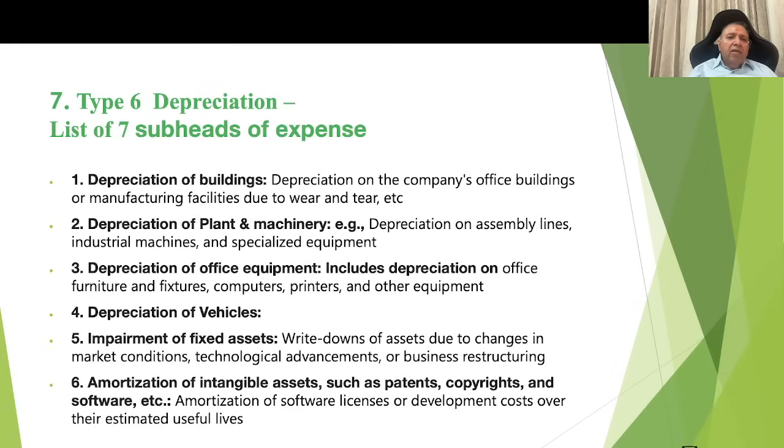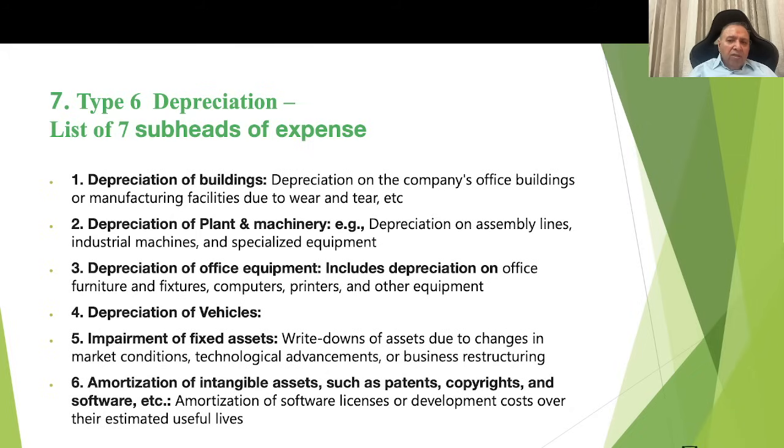Type 6, depreciation. The depreciation head has broadly 7 subheads: depreciation on the building, depreciation on the plant and machinery, depreciation on the office equipment, which includes depreciation on the fixtures, computers, printers, etc., depreciation of the vehicles, impairment of the fixed assets, right?